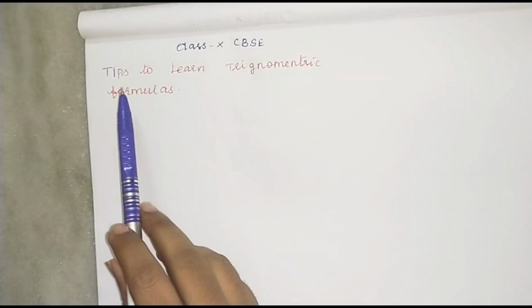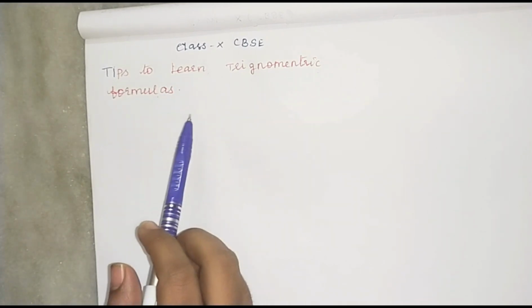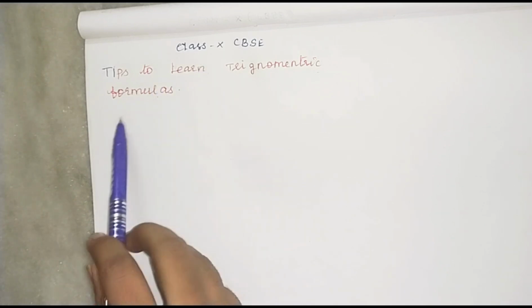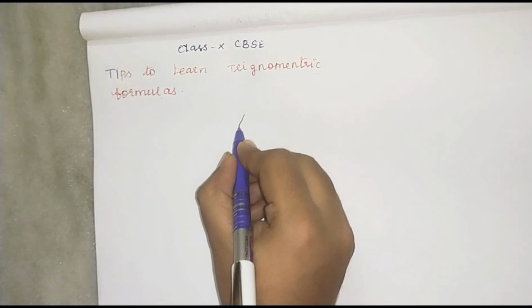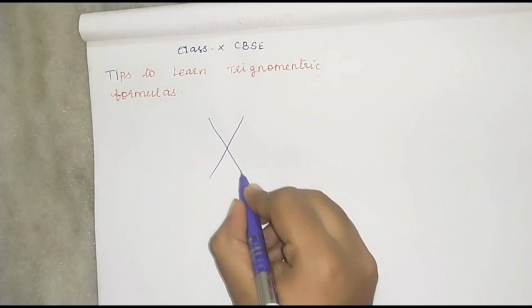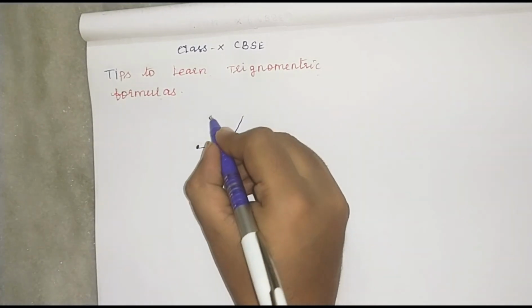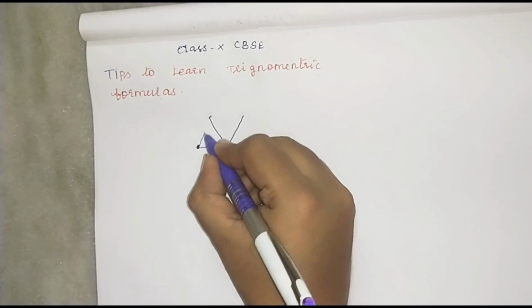Today we are learning tips to learn trigonometric formulas. In the trigonometry lesson, so many formulas are there. How to remember those formulas easily? I will tell you a shortcut method. Now draw the lines like that: 1, 2 and 3. Then join the edges, join the corners.